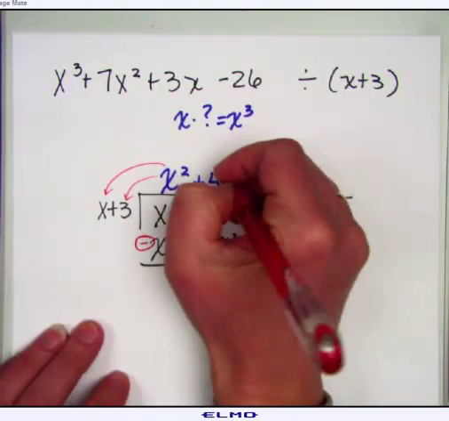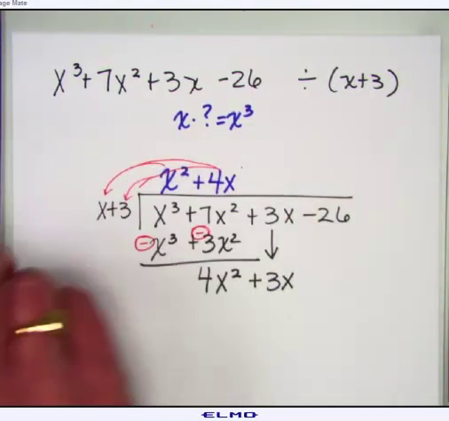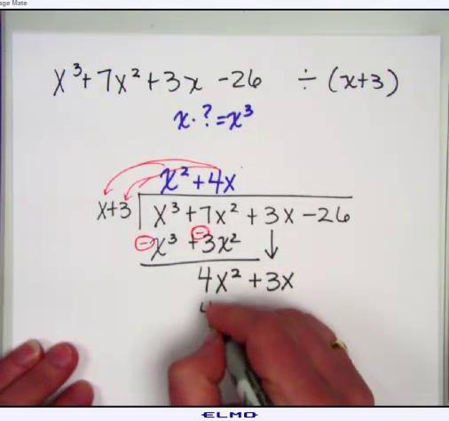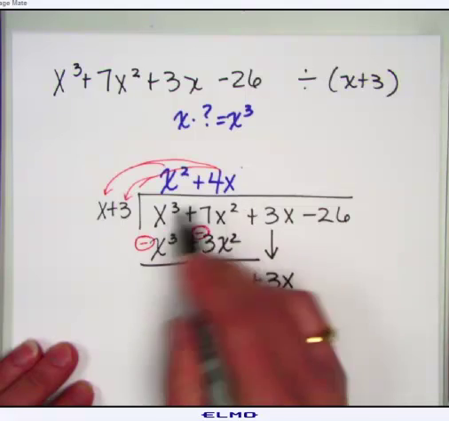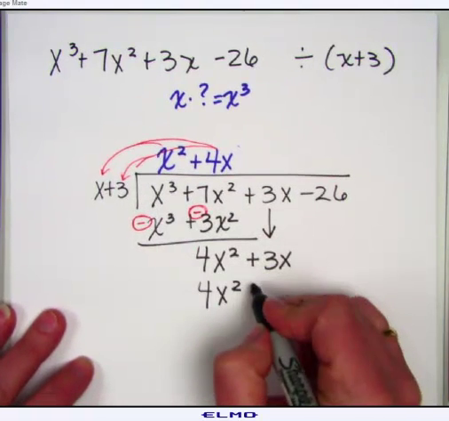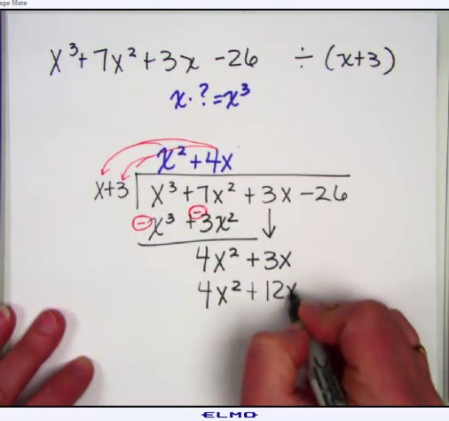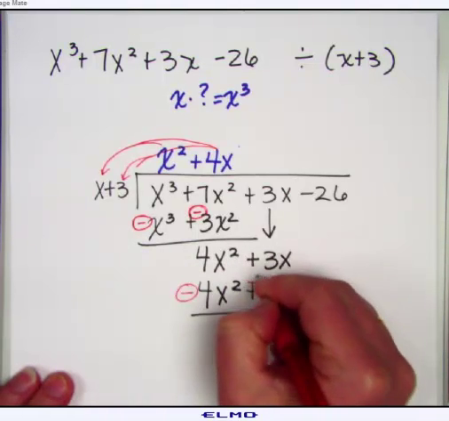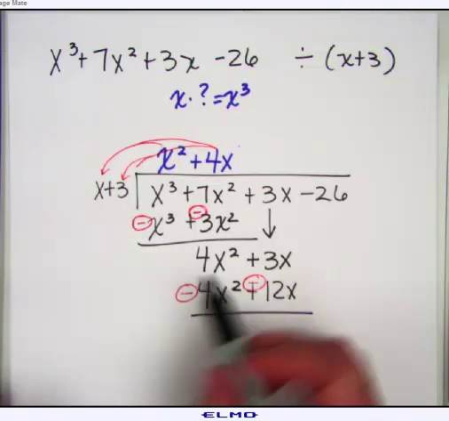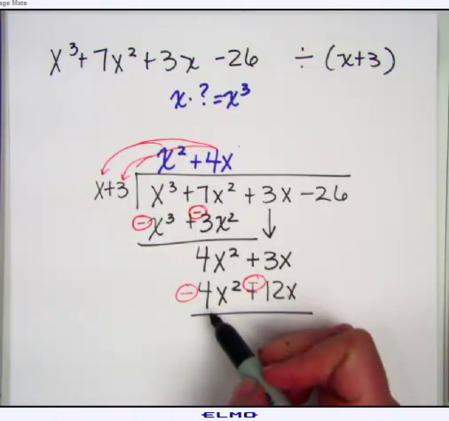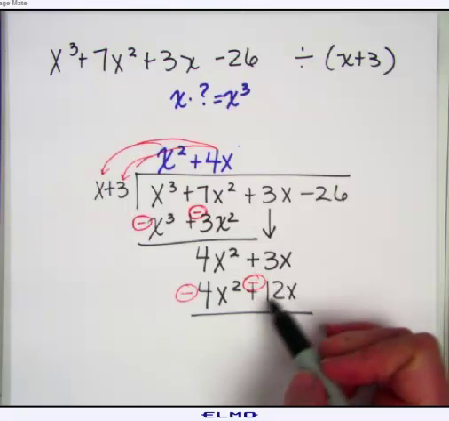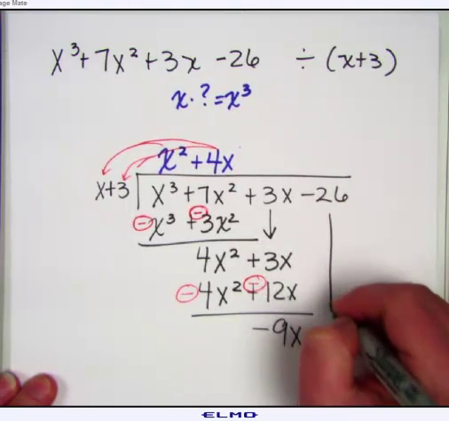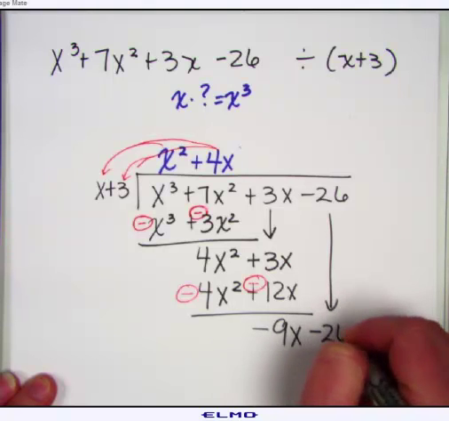Again, we're going to take our 4x and multiply both terms here by the 4x. 4x times x gives me 4x squared. 4x times 3 is going to give me a 12x. And again, remember, you're subtracting, so the sign on both of these will change. 4x squared minus 4x squared goes to 0. 3x minus 12x gives me a negative 9x. Bring down my last term, negative 26.